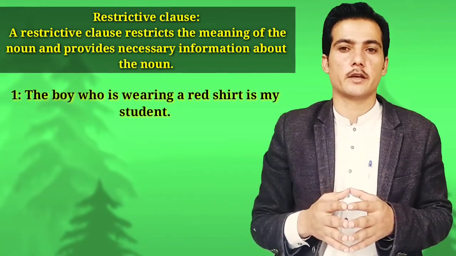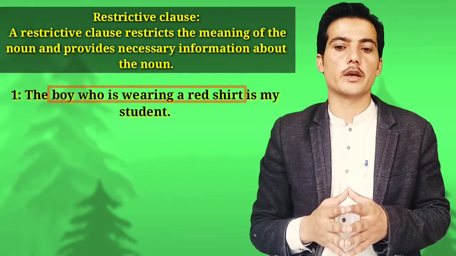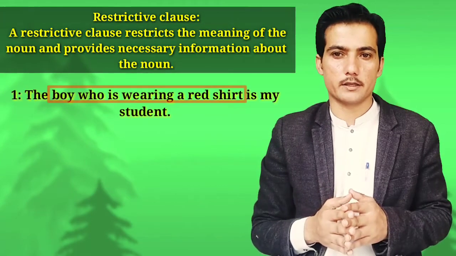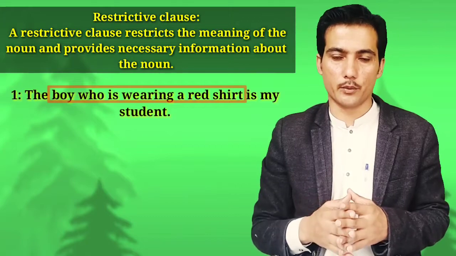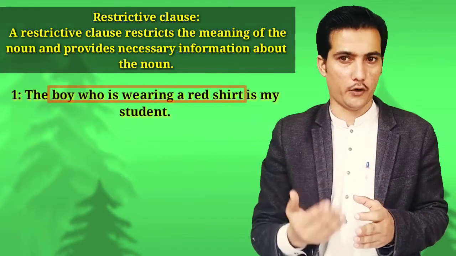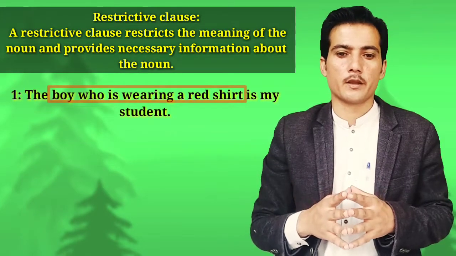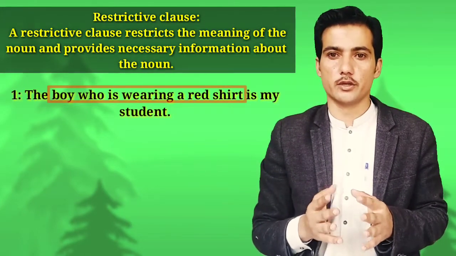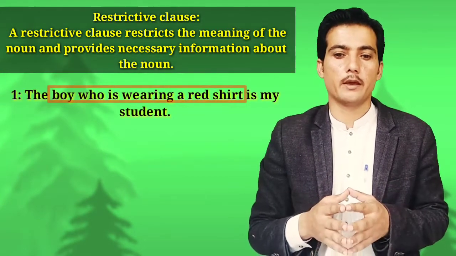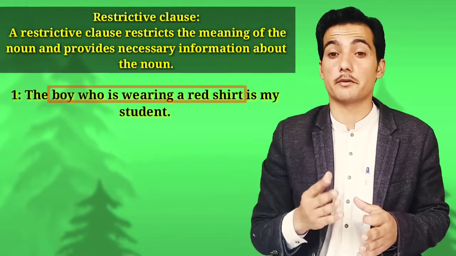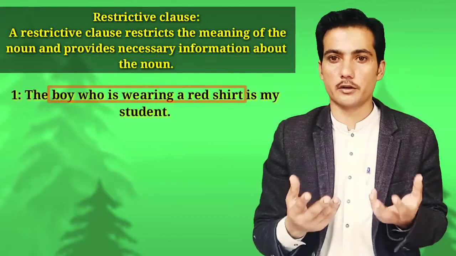Here you look at it, it consists of an adjective clause, and that is restrictive. And who is wearing a red shirt? It is an adjective clause, but it is restrictive because it provides necessary information. For example, for the time being, just put aside this information and just look at the boy is my student. So it creates ambiguity in the mind. Which one boy? If I say that the boy who is wearing a red shirt is my student, so it can give a clear meaning.